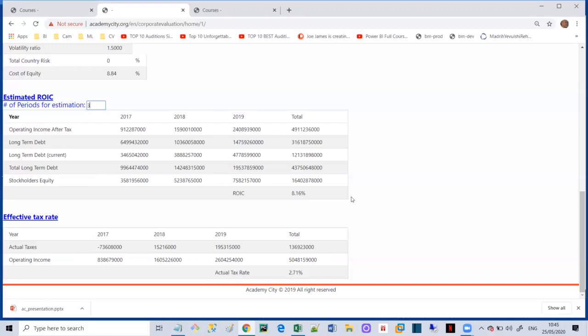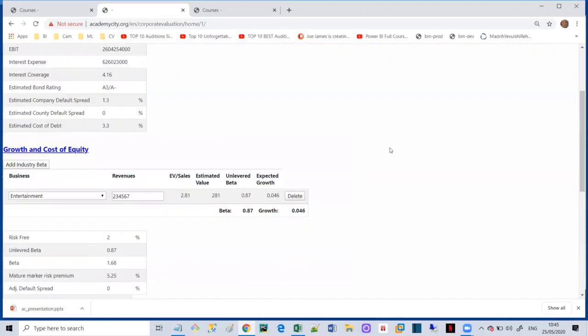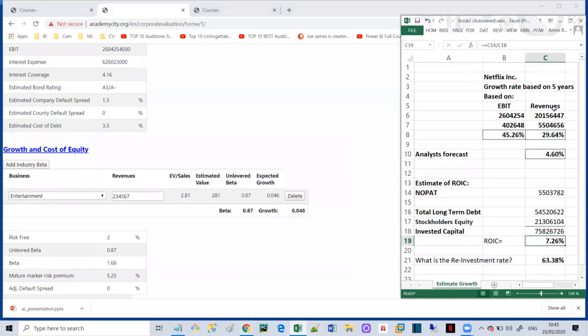Okay, so we covered another thing, return on invested capital. So far, let's sum up. We looked at what analysts have to say. Their growth rate is 4.6. We did our own calculation, looking at the growth based on revenue and EBIT. We came to about 4.6, around 5, and that's a big difference between the two. And then we said, okay, let's look at it in a different way. Let's look at the ROIC.